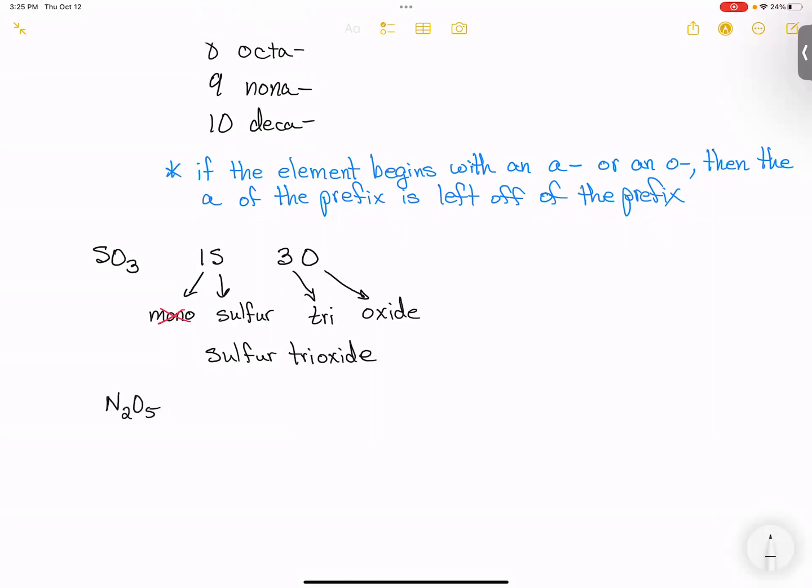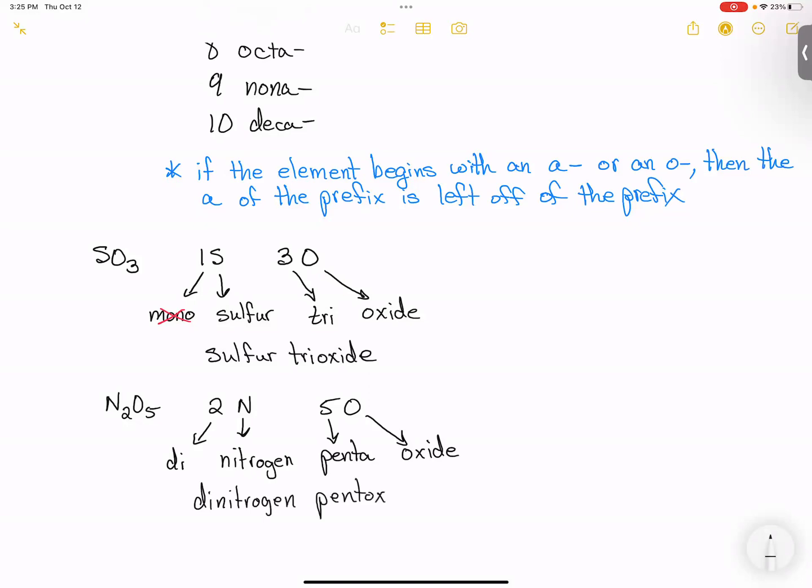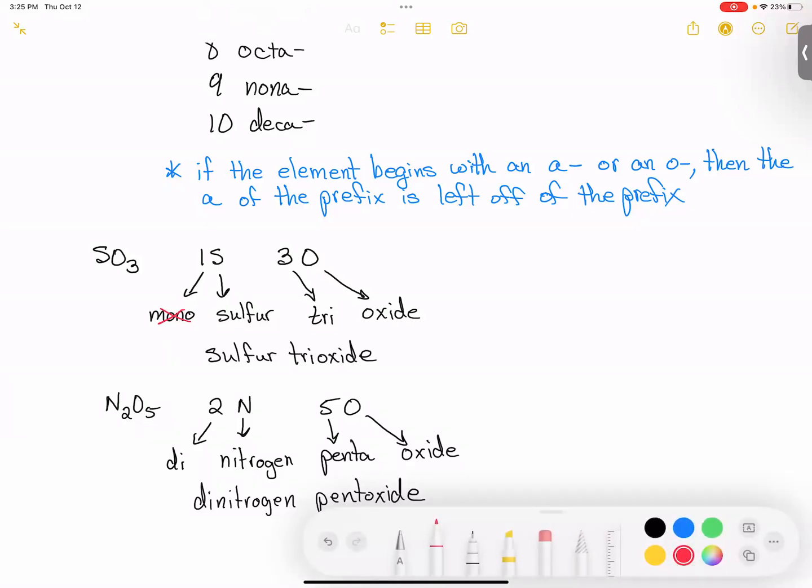N2O5. According to the formula, we have 2 nitrogens and we have 5 oxygens. The prefix for 2 is di. And then you have your nitrogen. The prefix for 5 is penta. And then you have the oxygen as oxide. So this is dinitrogen pentoxide. Here is one of those examples where I omitted the A on the prefix because the element started with an A or an O. In other words, folks, it's straightforward in naming these binary covalent molecules.